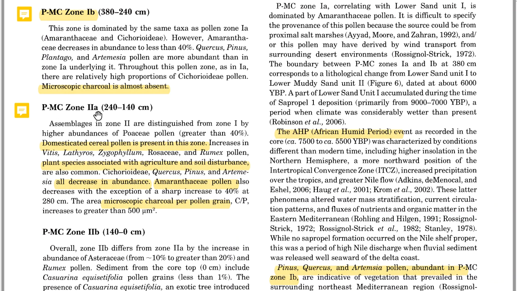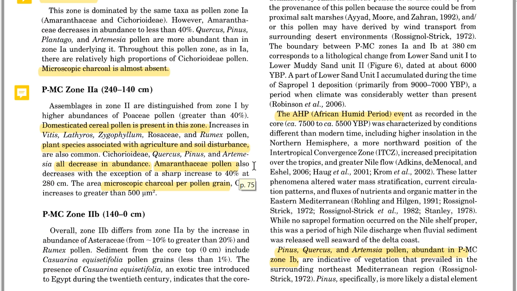Then you go to zone 2A, and then you see a big change. So domesticated cereal pollen is present. What that means is people are growing food. And you also see Vitis, remember, is the vine, the grapevine. And then there are other pollens associated with agriculture and soil disturbance. What that means is when people are plowing, they kill off the native plants, and then maybe weeds will start to grow where soil is upturned.